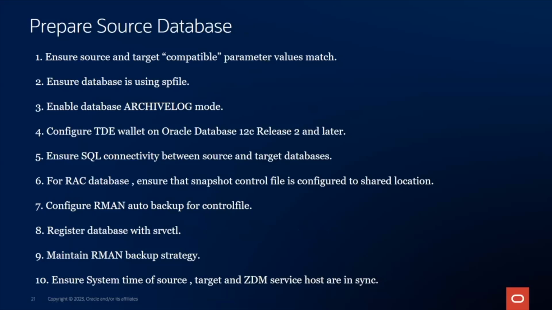For example, even if you are on 19.16, the recommendation is that you should not change your compatible based on the release updates. So if you had kept it as 19.0.0, that is fine. Otherwise, to match it, you cannot change the source, because the source might be a production database. So you have to change it in the target. And then SPFILE should be in use. For Data Guard, you need the archivelog, so it should be in archivelog mode.